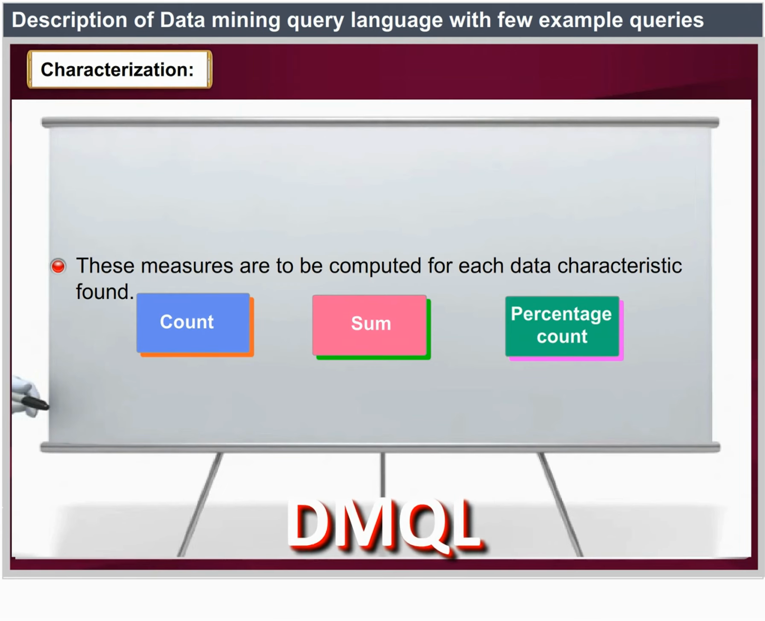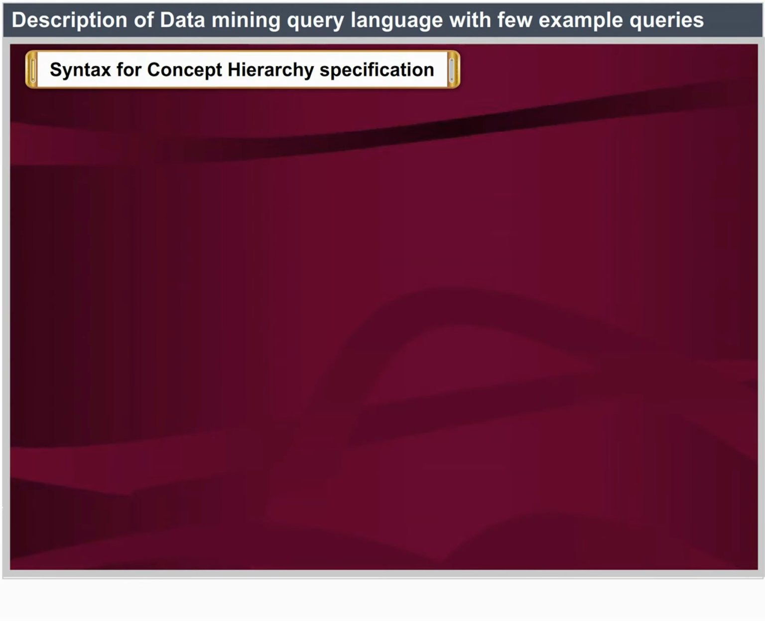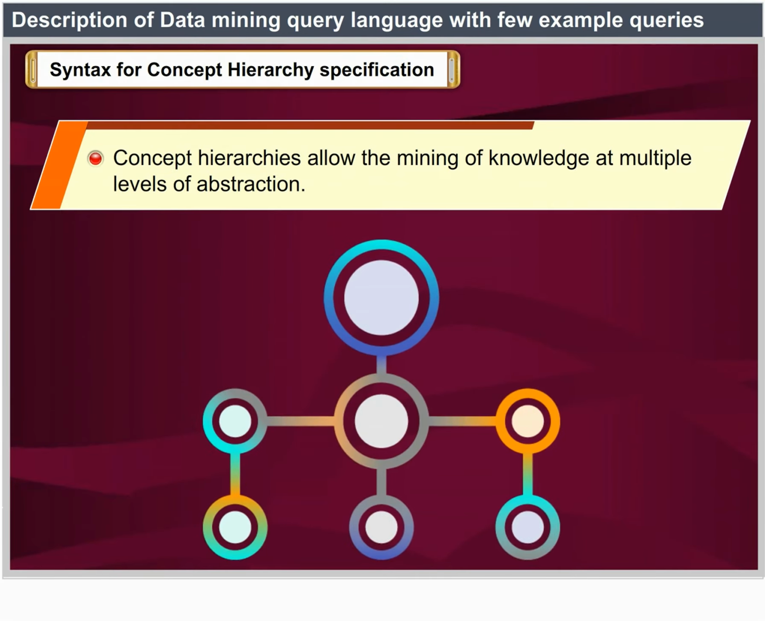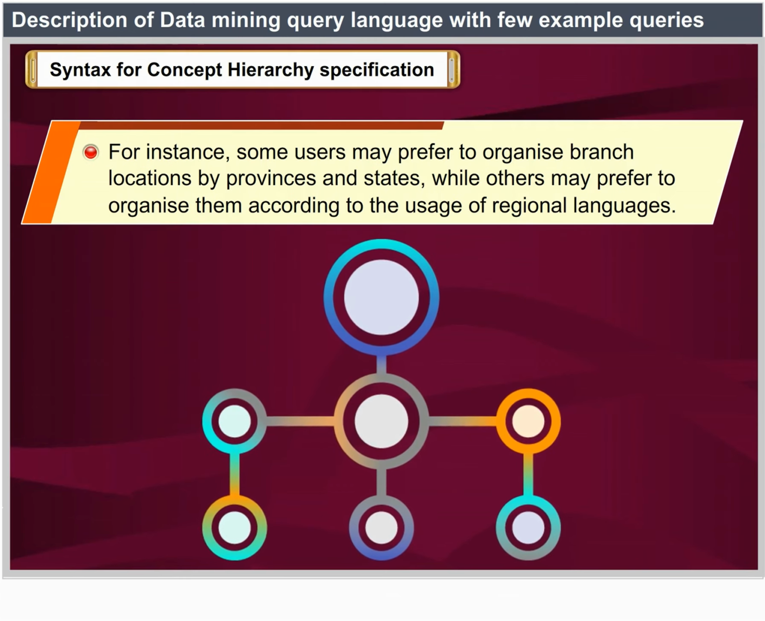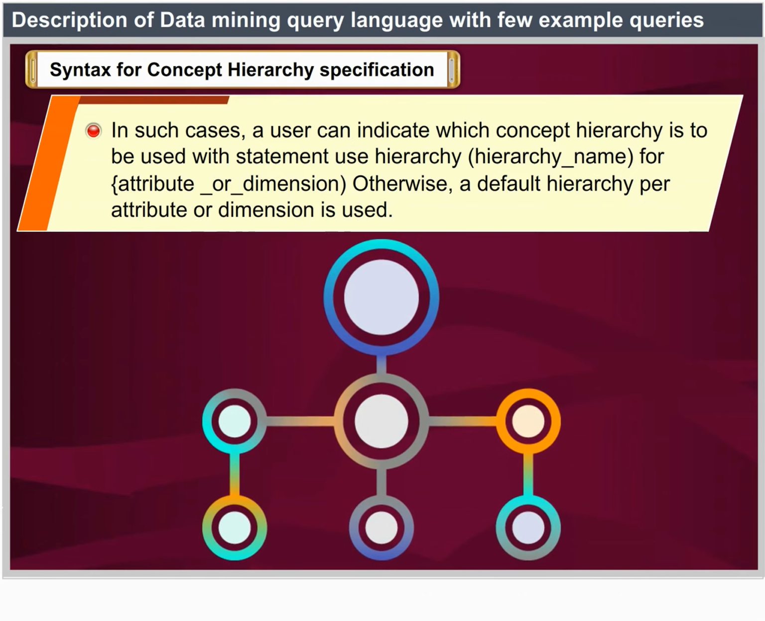Syntax for concept hierarchy specification. Concept hierarchies allow the mining of knowledge at multiple levels of abstraction. In order to accommodate the different viewpoints of users with regard to the data, there may be more than one concept hierarchy per attribute or dimension. For instance, some users may prefer to organize branch locations by provinces and states, while others may prefer to organize them according to languages used. In such cases, a user can indicate which concept hierarchy is to be used with the statement use hierarchy name for attribute dimension. Otherwise, a default hierarchy per attribute or dimension is used.